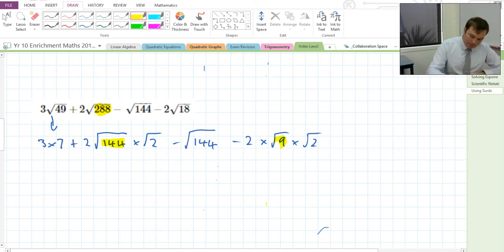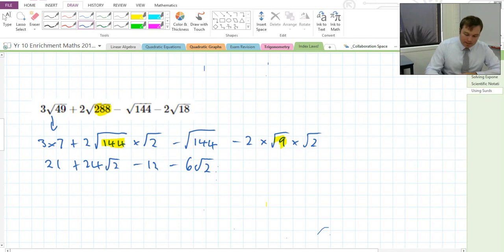I realize there are other ways to factor 288, but we choose the most convenient one that pulls out a perfect square number. So, starting off, 3 times 7 is 21, 2 times root 144, root 144 is 12, 2 times 12 is 24, plus 24 lots of root 2, take root 144 is 12, take 2 times root 9, root 9 is 3, so 2 times 3 is 6 root 2.